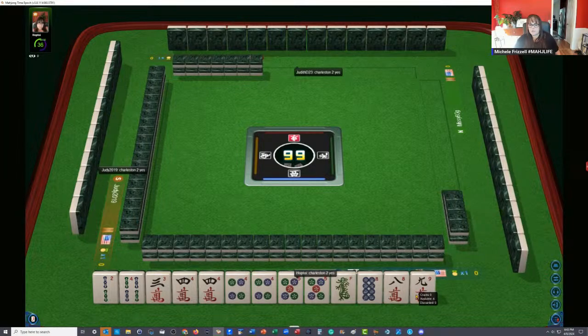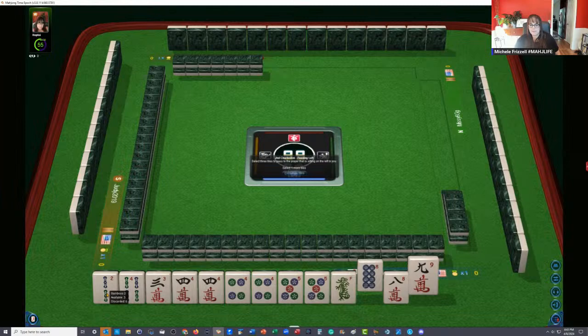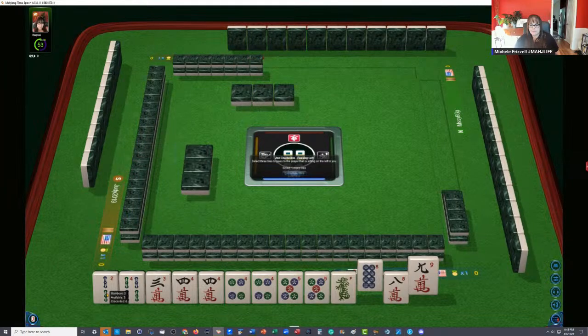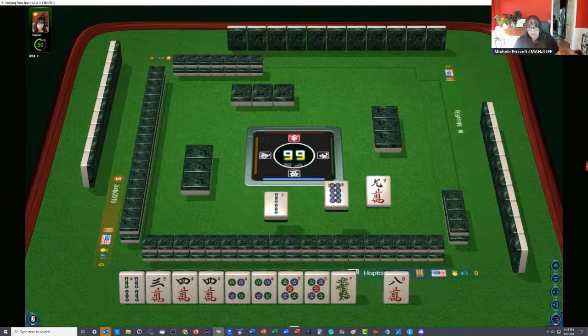Let's see if we're going to keep going here. Okay, yes, here we go. 9 can go and the 8. This 2 bam. Let's see, we have no flowers. We have all the 4s. I think the 2 bam can go. We might be able to play the like number dragon hand.